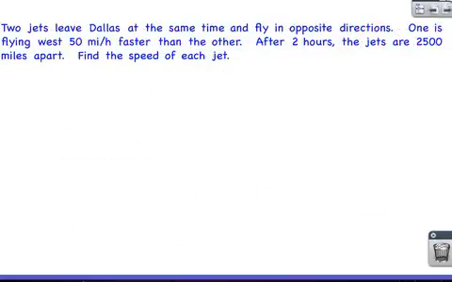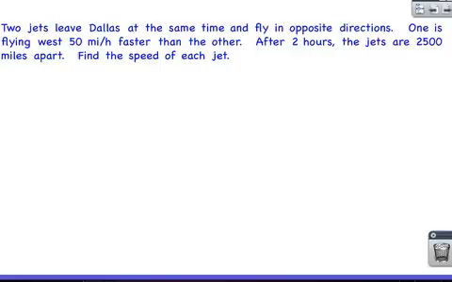Try this one on your own. Pause the movie and resume when you're ready. 2 jets leave Dallas at the same time and fly in opposite directions. One is flying west 50 miles per hour faster than the other. After 2 hours, the jets are 2,500 miles apart. Find the speed of each.